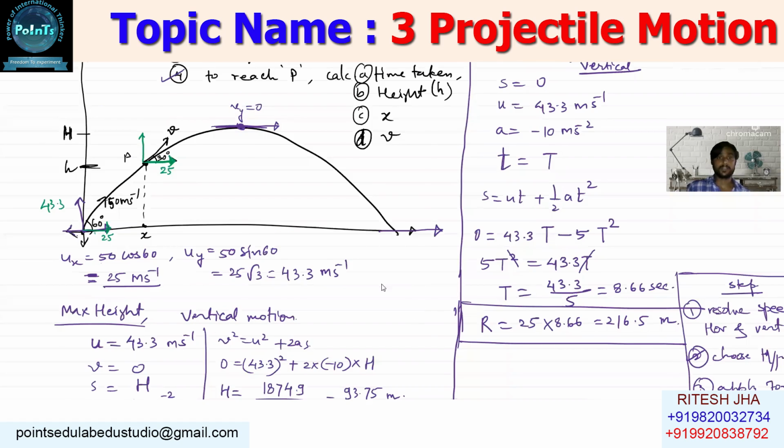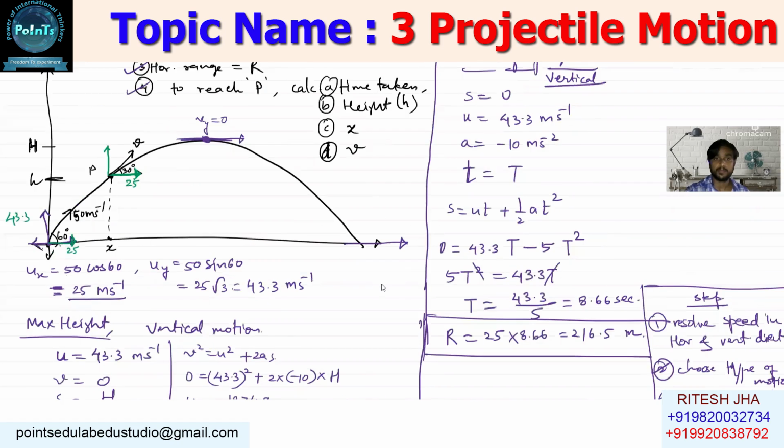So first thing, this is solved. This part is done. We already got V to be equal to 28.8, and we got the Vy also. Vy is equal to 14.4. V is equal to 28.8.